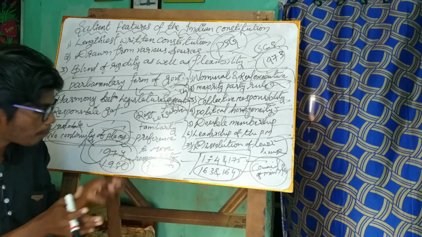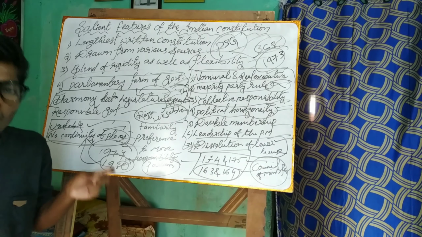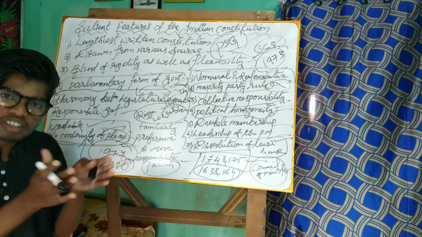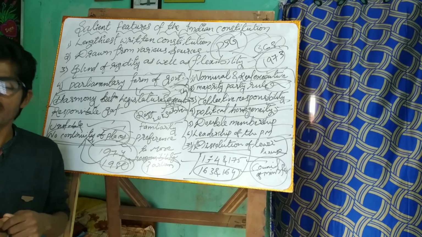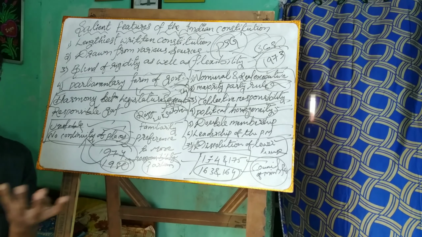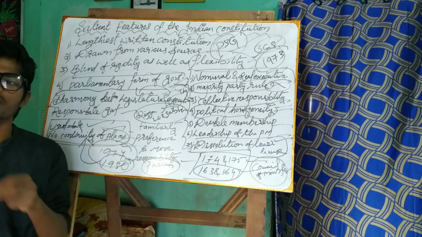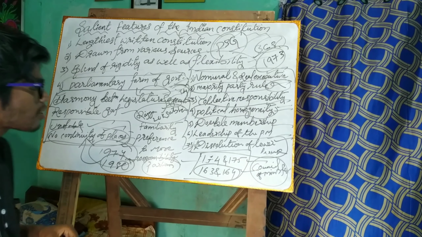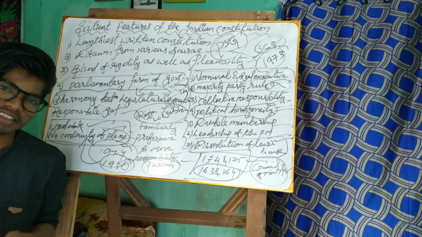But in case of the parliamentary system of government, it is based on the principle of coordination between the legislature as well as the executive. There will be a very good coordination between the legislature and the executive. Whereas in the presidential system of government, there will be a principle of separation of power between the legislature as well as the executive. So that's the difference between the parliamentary system and the presidential system.